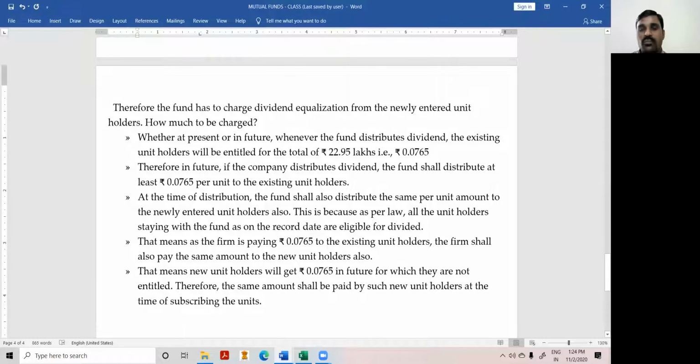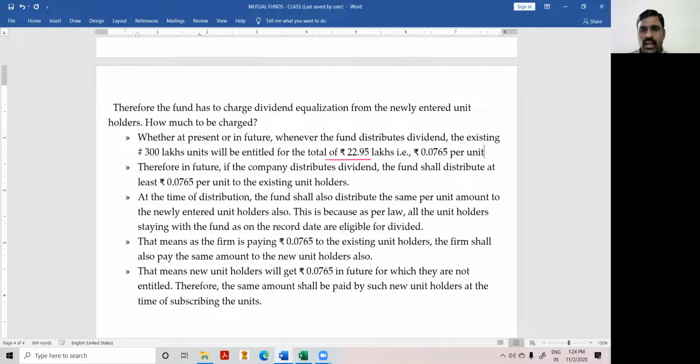Okay, how much to be charged from the new unit holders? Look at this point. This is the total amount for which the existing 300 lakh units are eligible. You will be entitled for the total amount of rupees 22.95 lakhs, but that is 0.0765 per unit. Look at this concept, 0.0765 per unit. So why are we charging 0.0765 from the new unit holder?